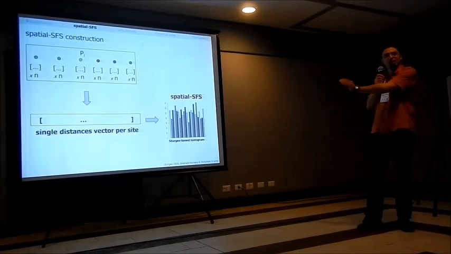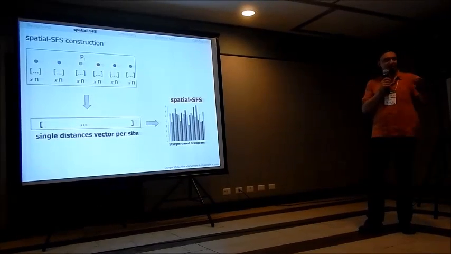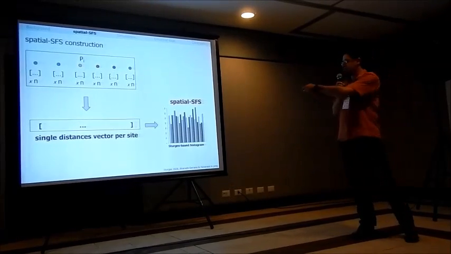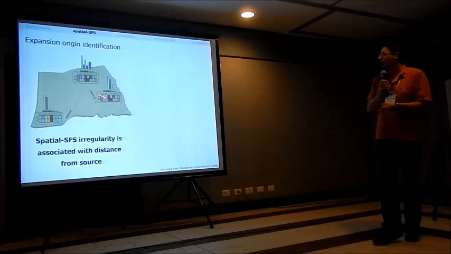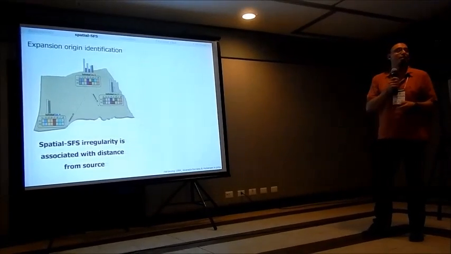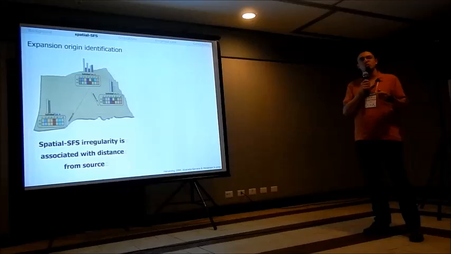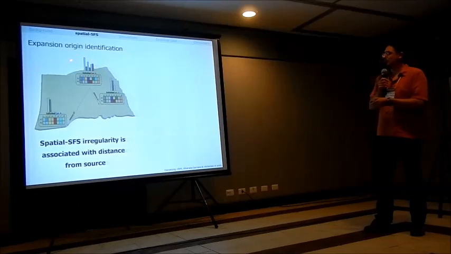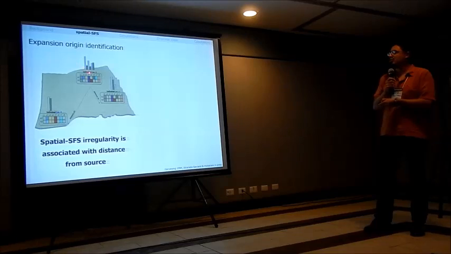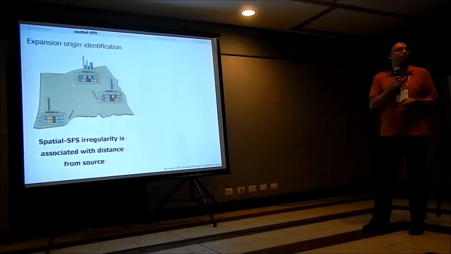So far so good, we have the summary statistic. Now you're asking how we're going to go about inferring the source. Here's how we do it. One thing that you will notice is that the irregularity of that spatial-SFS has to do with the distance from which the population originated, with the most irregular occurring at the expansion source and the less irregular occurring farther away.